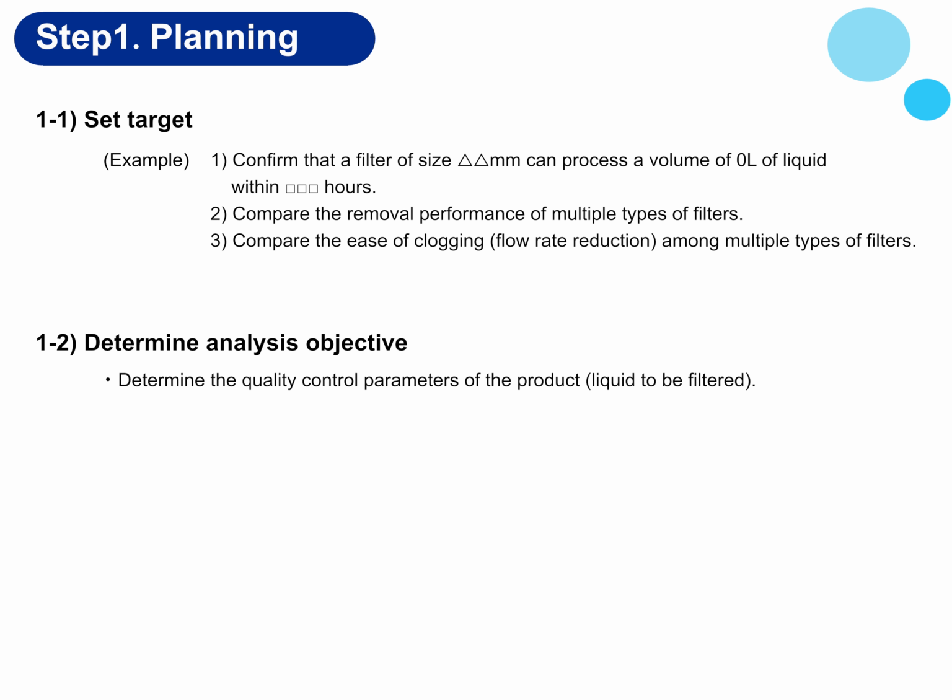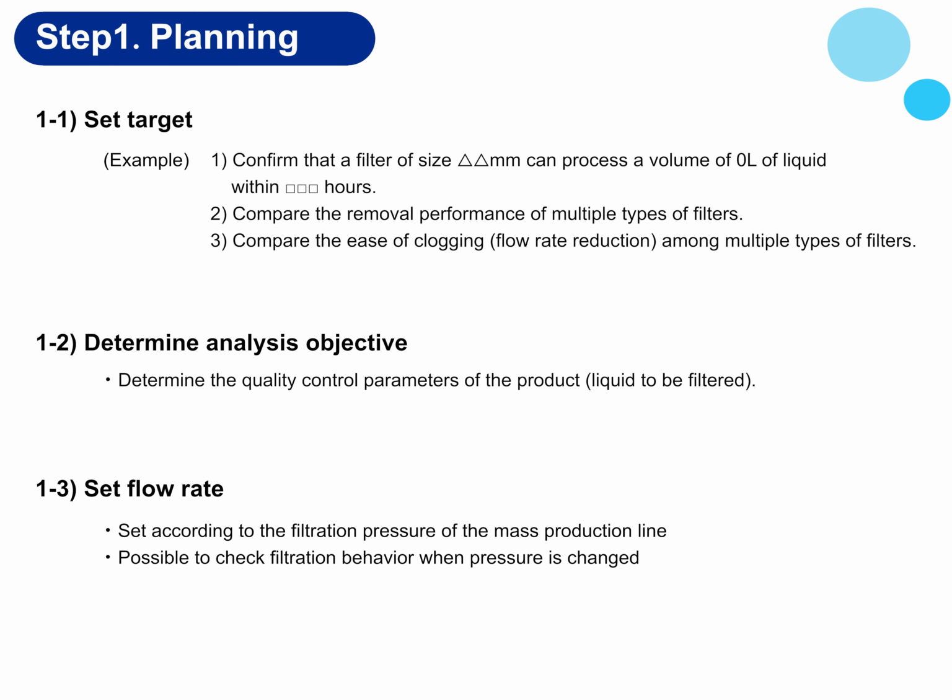When checking the quality of filtrate, it is necessary to determine what means will be used to check the quality of the filtrate. On the filter's manufacturing side, a particle counter is often used to check the number of particles by particle size. On the user side, it is most effective to analyze the content according to the quality control items of the product. Next, determine the filtration pressure.